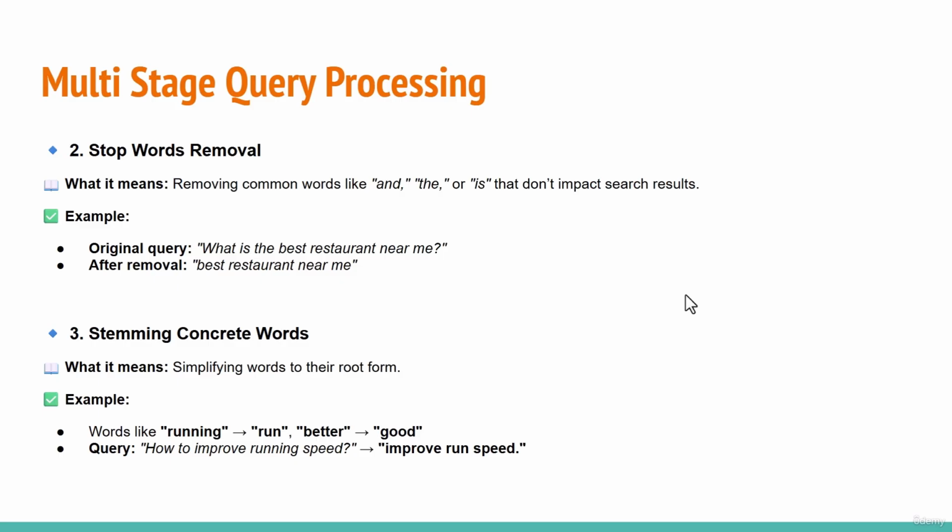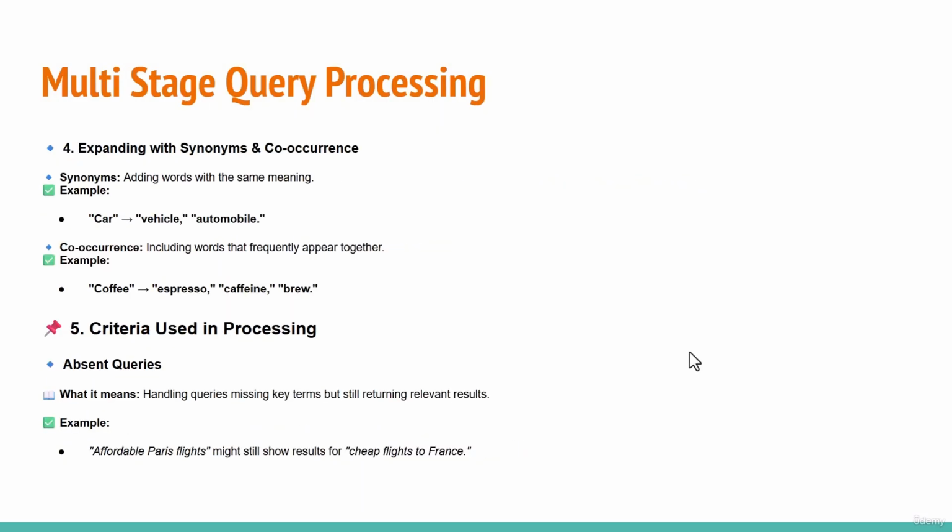Next is stemming, where words are simplified and written in their root form. For example, the word running is converted to run. Similarly, better is converted to good. All these operations happen on the back end and are invisible to us, but the search engine performs them in seconds. For example, if the query is how to improve running speed, it is ultimately changed to improve run speed.